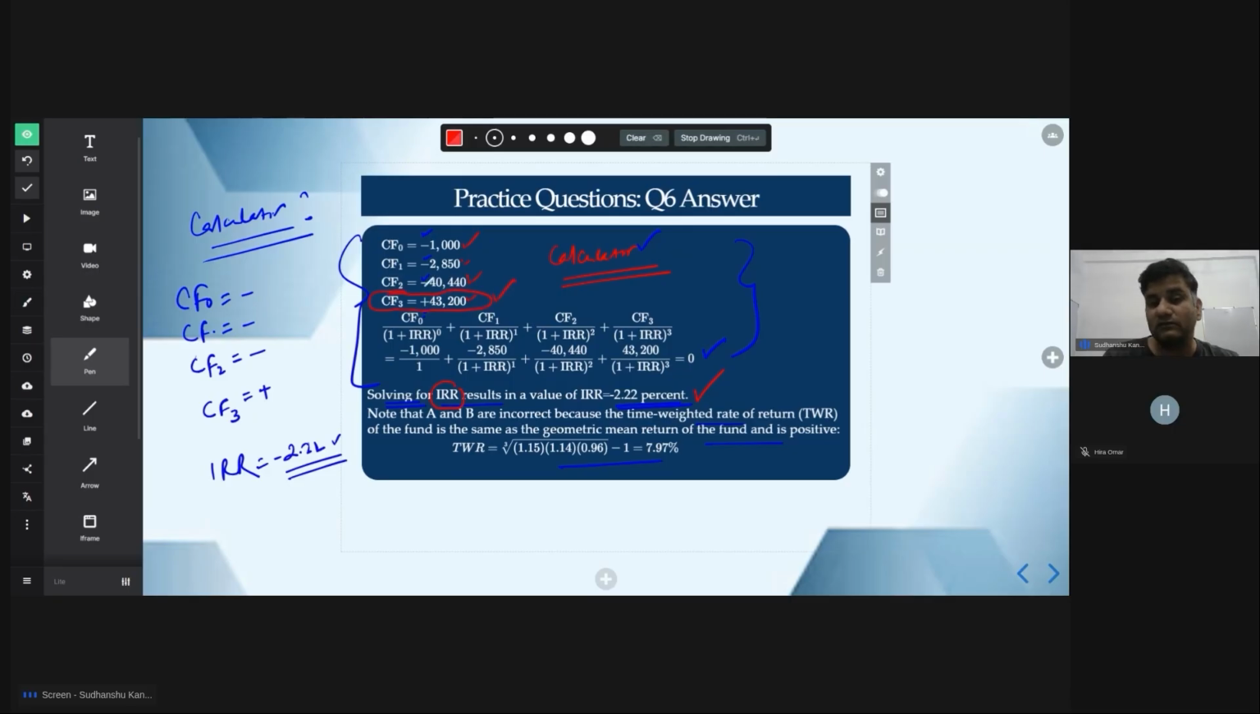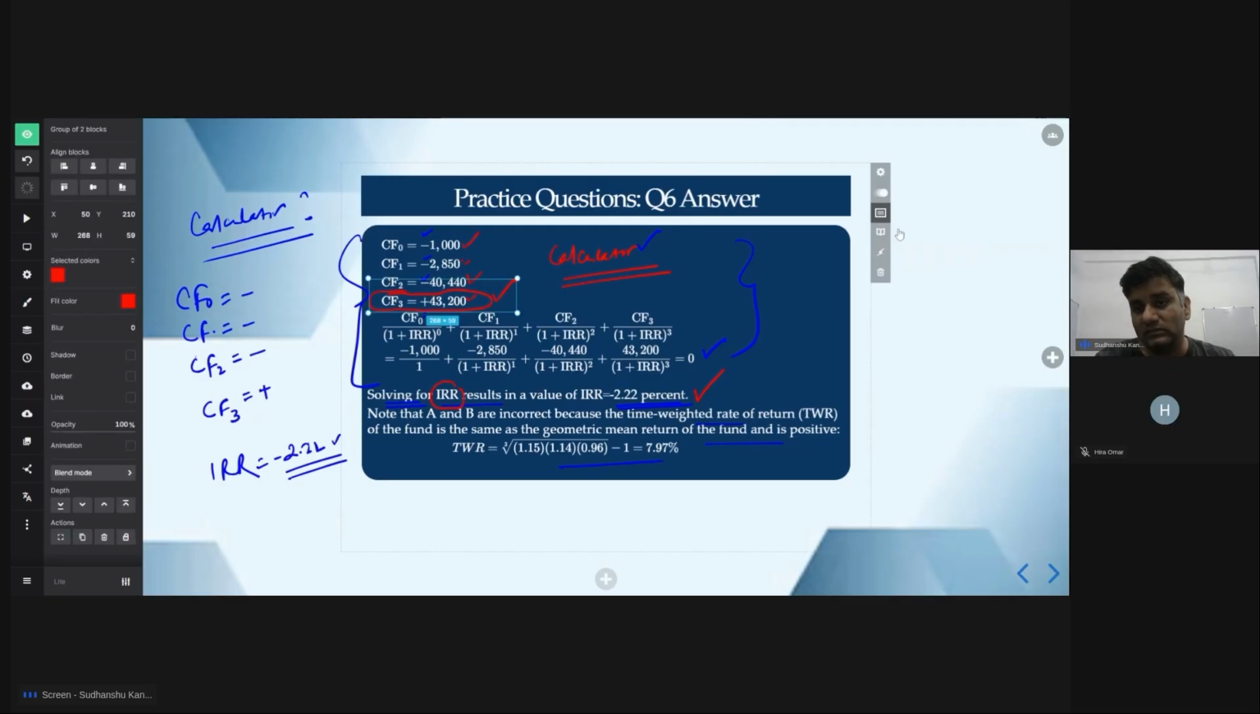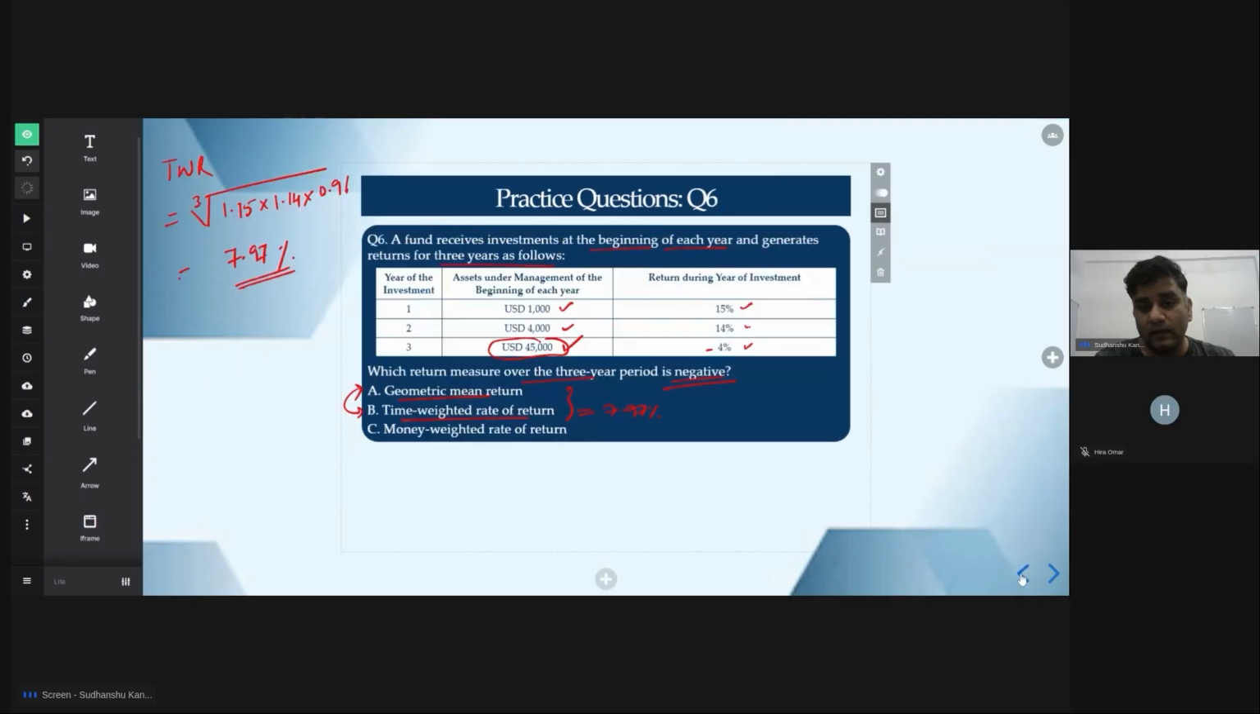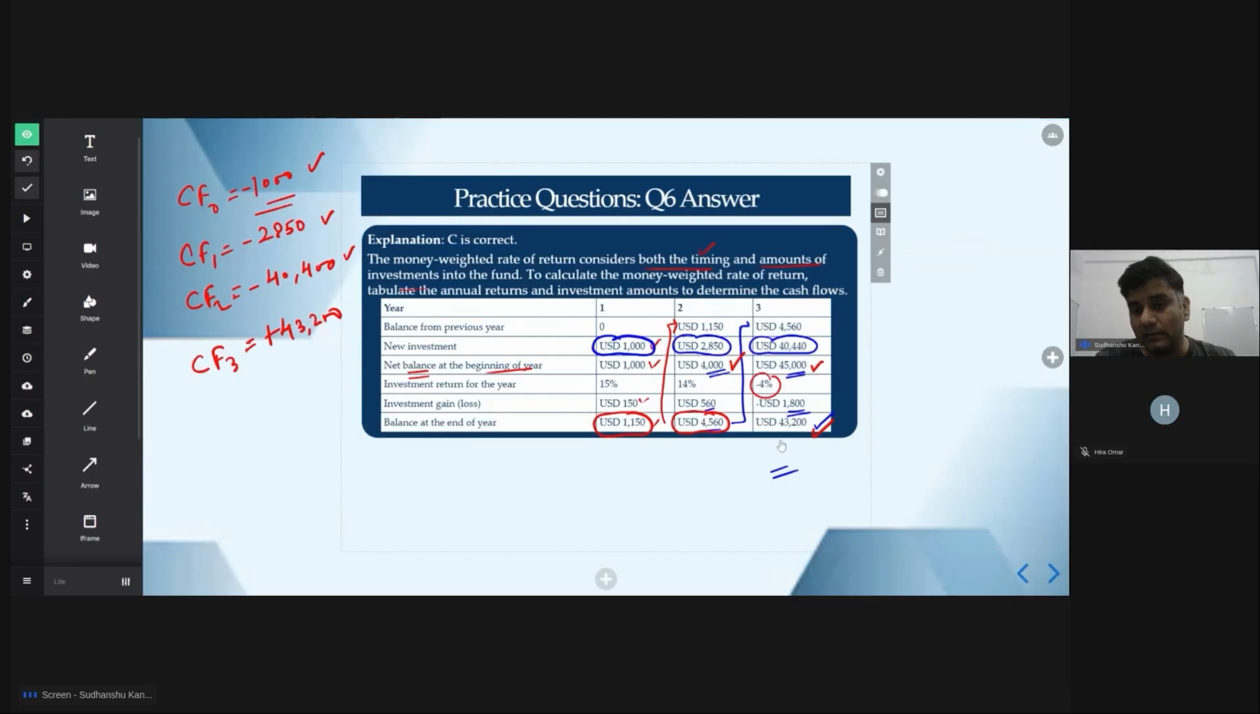43,200, right? This value was given to you. So the last positive value is given to you, if you read the question also, you understand that the last positive value is given to you, right? If you see here, by building this table.